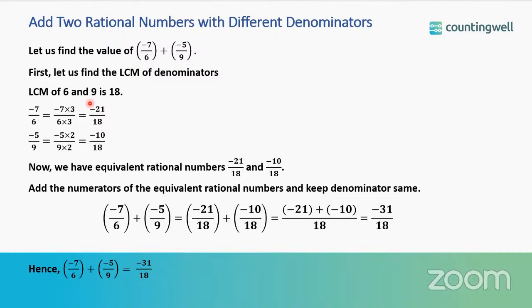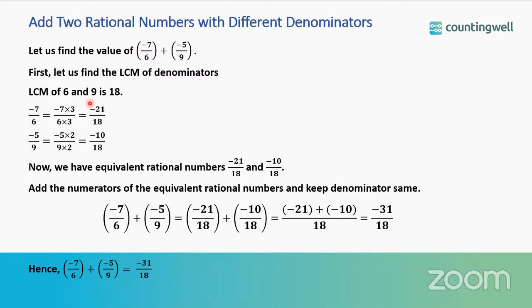So how to find the LCM? You just have to find the multiples of 6, then the multiples of 9, and then find the least among the multiples common to both numbers. The multiples of 6 are 6, 12, 18, and so on. The multiples of 9 are 9, 18, 27, and so on. So 18 is the least common multiple of 6 and 9.